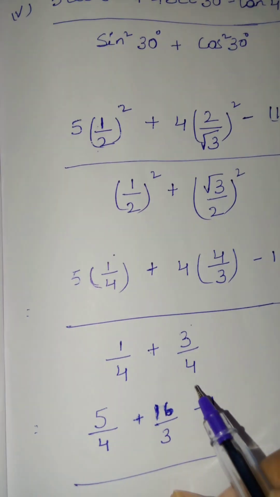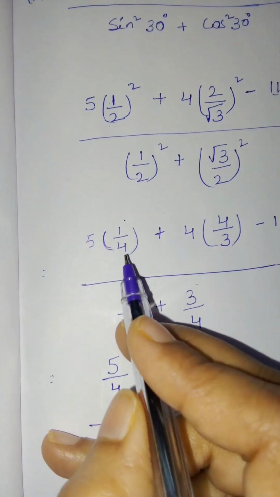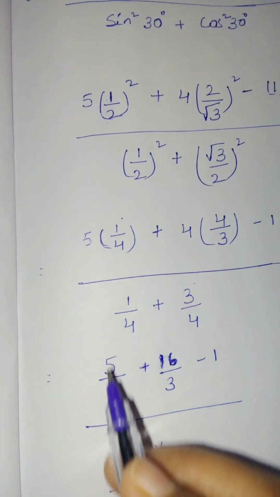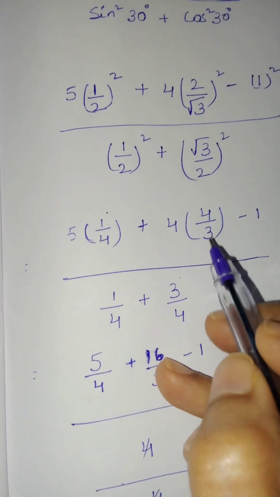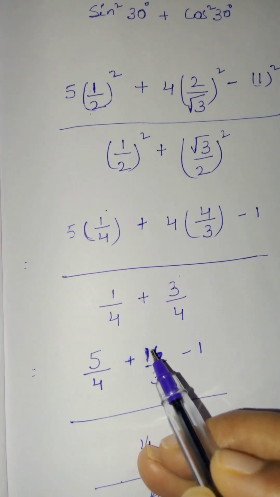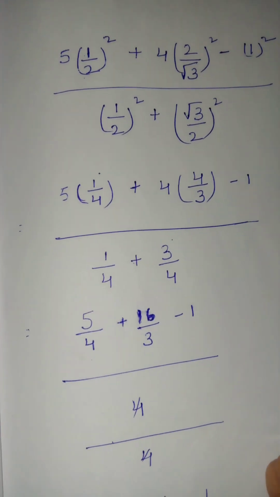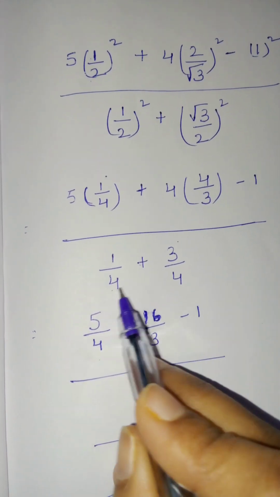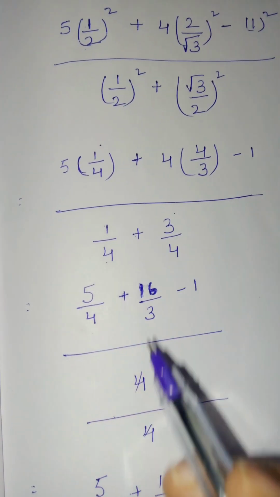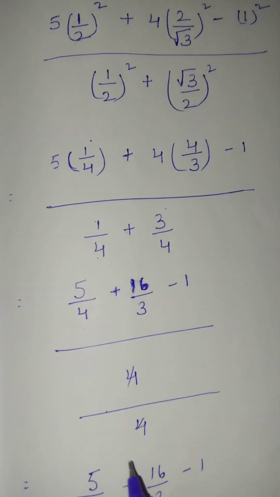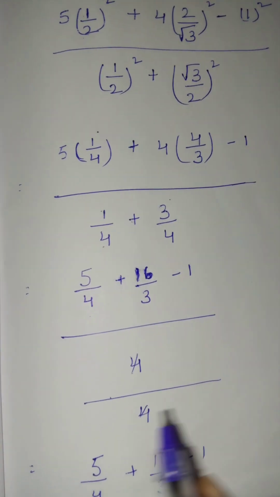So 3 upon 4. This is equal to 5 into 1 upon 4, which is 5 upon 4, plus 4 into 4 upon 3, 4 fours are 16, no. 16 upon 3, minus 1 upon, here take LCM. LCM is 4, no. 1 plus 3 is 4. So 4 and 4 will get cancelled. Meaning 1 comes in the denominator.